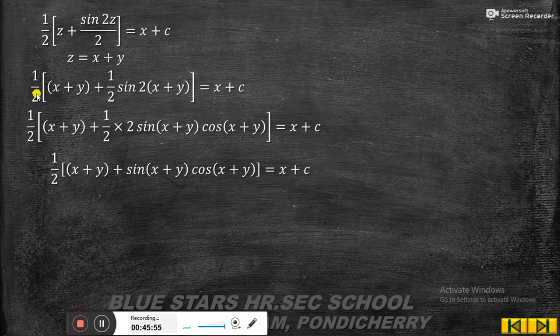So therefore 1 by 2 into x plus y plus 1 by 2 into sin 2 of x plus y equal to x plus c. So in the next step, 1 by 2 into x plus y plus 1 by 2 into sin 2 theta. Sin 2 theta means 2 sin theta cos theta. So 2 sin of x plus y cos of x plus y equal to x plus c. So in the next step, 1 by 2 into x plus y, this 2 cancelled, so sin of x plus y cos of x plus y equal to x plus c. This is the solution for this equation, this problem. We complete the class.